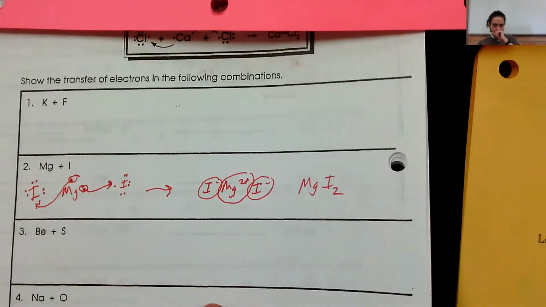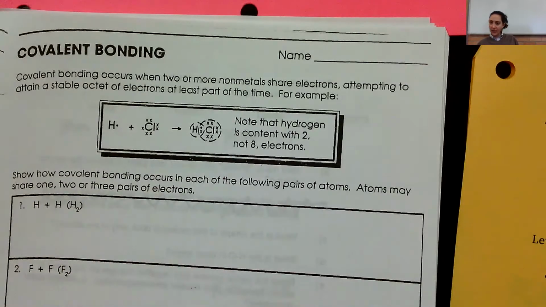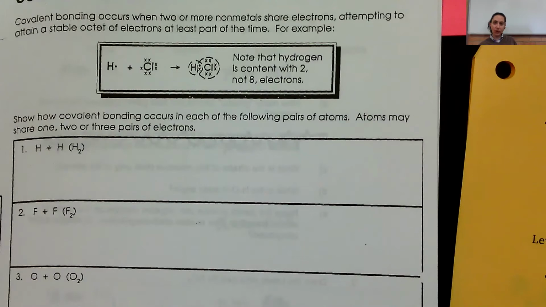Okay, let's go over an example from the next page. This is covalent bonding, and this is drawing Lewis diagrams for covalent molecules. So we're going to do more of this.